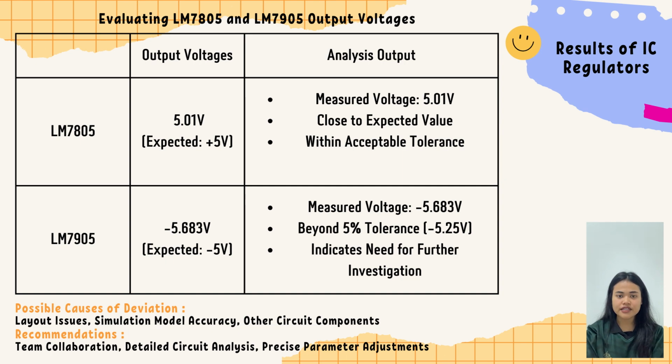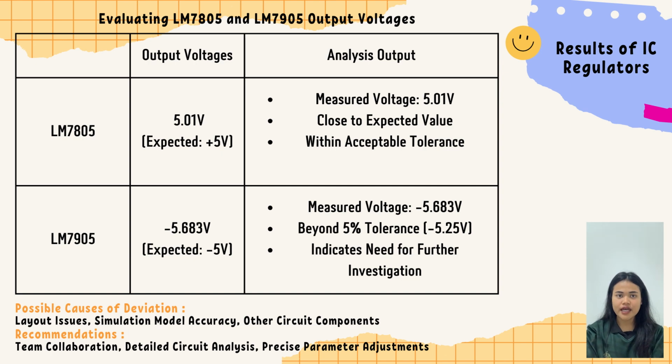However, the negative 5.683V for LM7905 is beyond the maximum tolerance of 5%, which is negative 5.25V. This suggests a need for a closer look at the separate circuits, considering factors like layout or simulator model accuracy that might cause these differences.